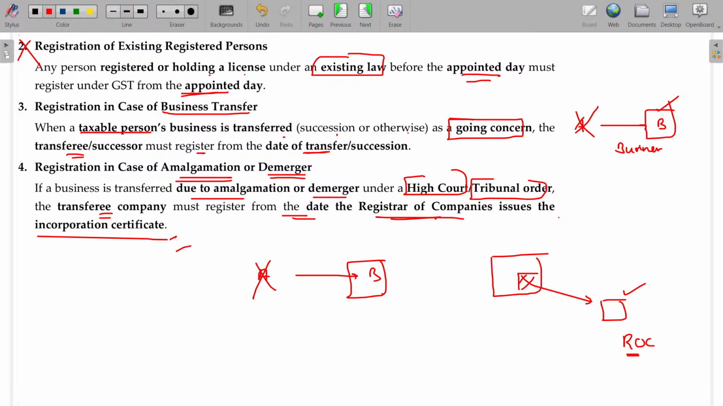So, 4 aspects. One is the predominant. If you master the one, the rest will be very easy. The second subdivision is not valid today. Third being the transfer of going concerns, that you will be able to understand logically. In case of amalgamation and demerger, a new company is formed, which means when you get the incorporation certificate from the ROC, you have to apply for the registration. You have to get yourself registered.